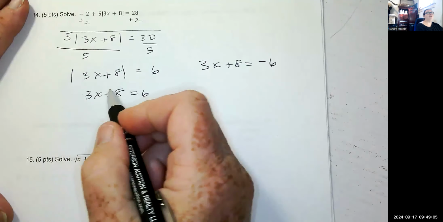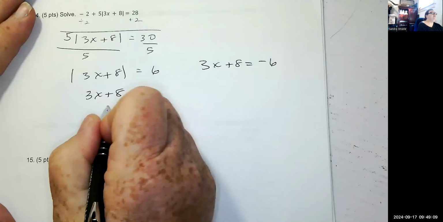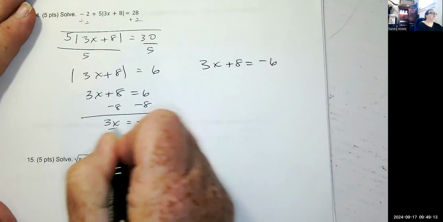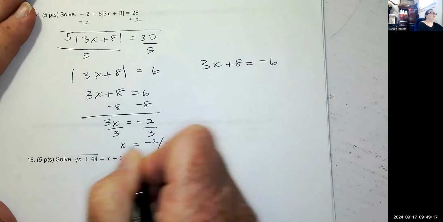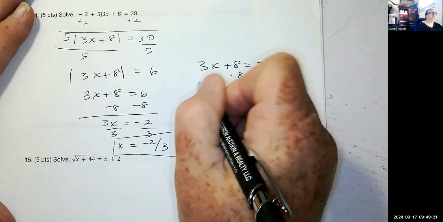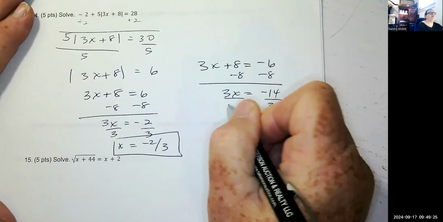The absolute value of 4 is 4. The absolute value of -4 is 4. So there will be 2 answers. Subtracting 8 from both sides. Dividing both sides by 3. There's 1. Subtracting 8 from both sides. Dividing both sides by 3.